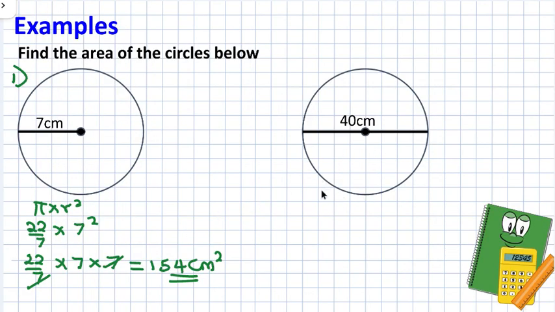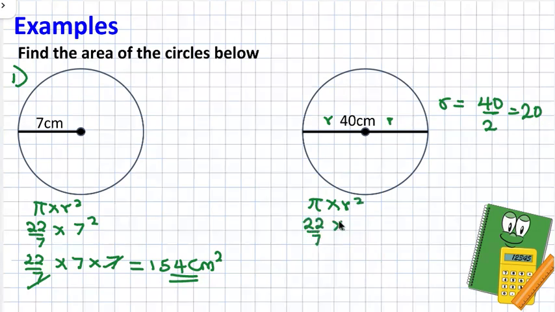For this second example, we're given this time a diameter. So to get the radius, we need to divide the diameter by 2. The radius is equal to 40 divided by 2. That will give us 20 centimeter. So our radius is 20 centimeter. Using that in the formula, we have pi times r squared. So pi is 22/7 times your radius here, which is 20 squared.